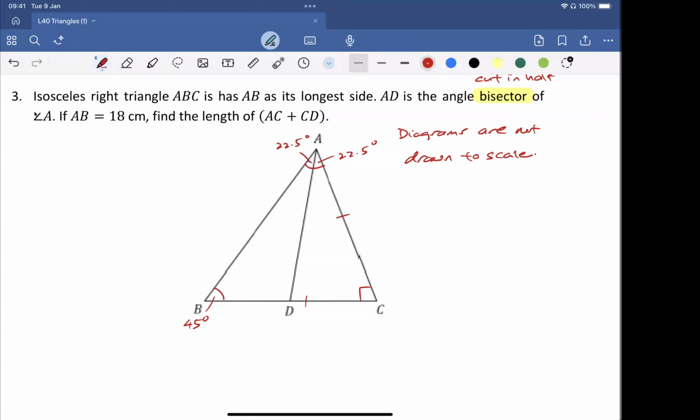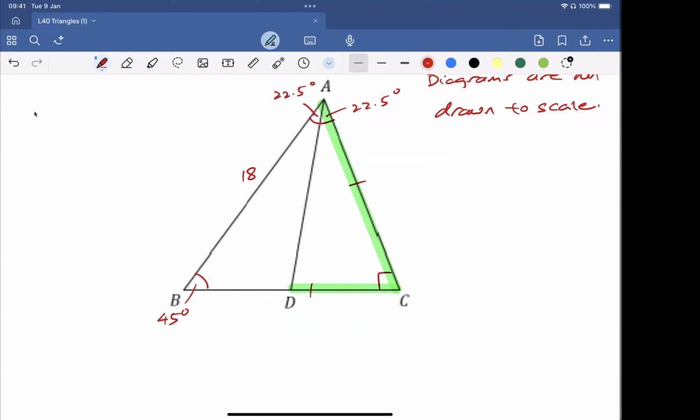All right, what's next? AB is 18. Okay, 18. So let's just label it as 18. They would like you to find the length of AC plus CD. So they want us to find this length. No problem. Let's try. Since we already know that this is an angle bisector, it's cutting the angle in half.